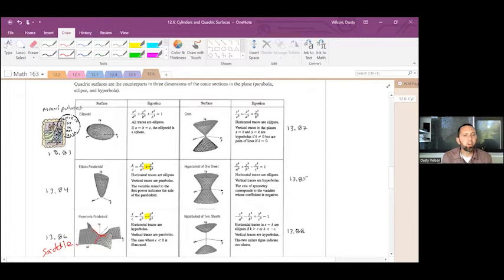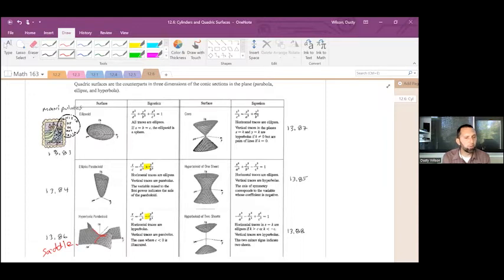We have the cone, which has the equation z squared over c squared equals x squared over a squared plus y squared over b squared. In this case, horizontal traces are ellipses. Vertical traces in the planes x equals k and y equals k are hyperbolas if k is not 0, but they are pairs of lines if k is equal to 0.